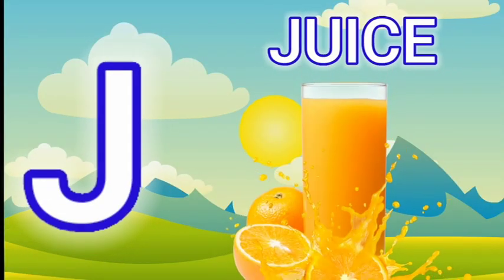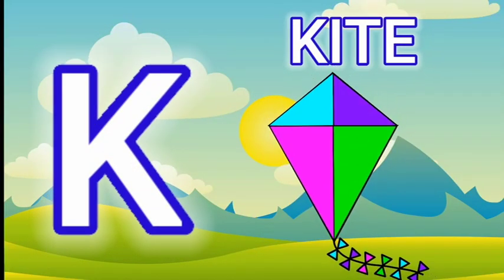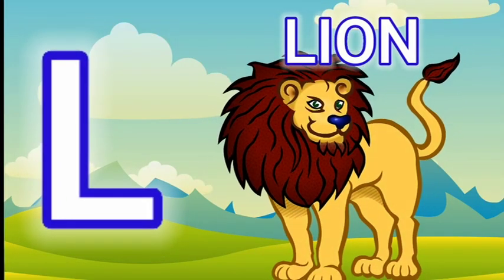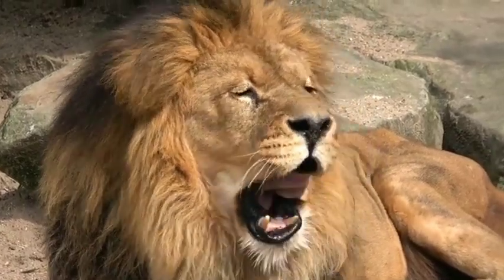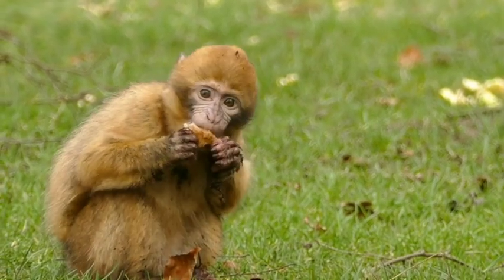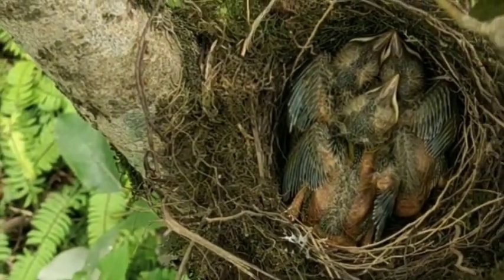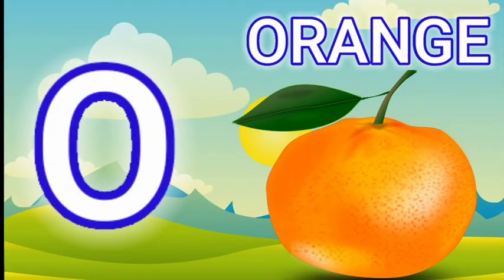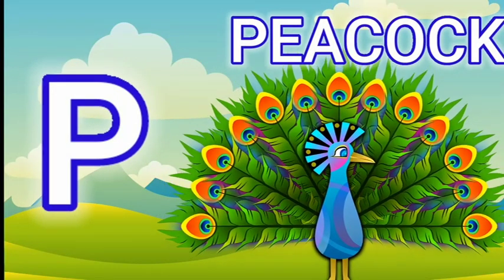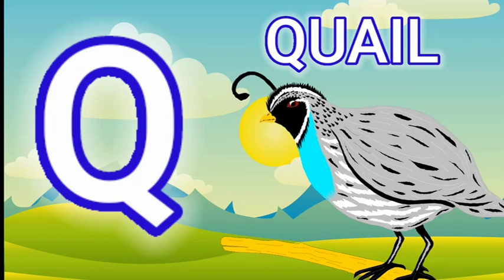J, J for juice. K, K for kite. L, L for lion. M, M for monkey. N, N for nest. O, O for orange. P, P for peacock. Q, Q for quail.